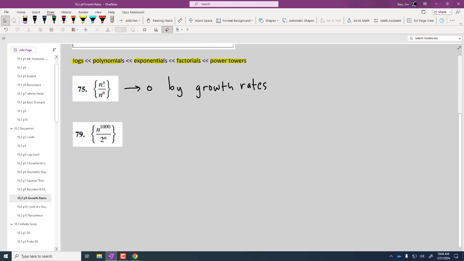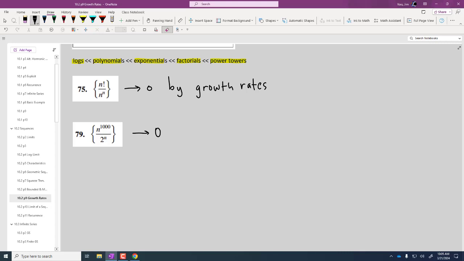Unless we had to do it 1,000 times. So like this one, you might say, oh wait, we could do L'Hopital's rule. But you'd have to do it 1,000 times. So if you're in a situation like that, we will just use growth rates instead of doing L'Hopital's rule 1,000 times. So this is also going to go to 0 because this numerator is a polynomial.